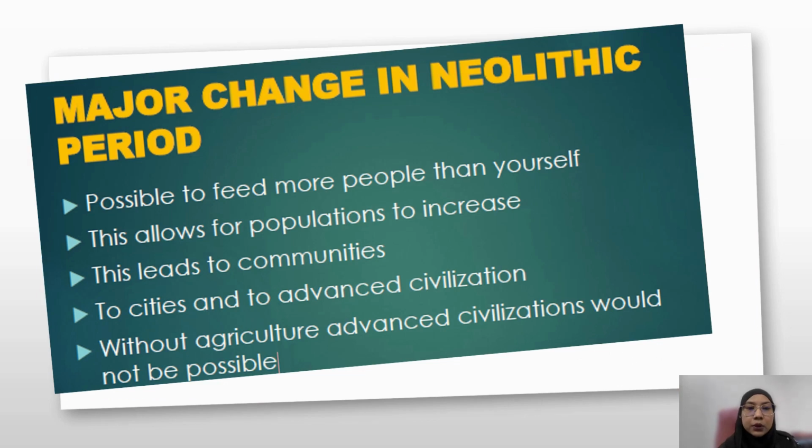Okay, so the major change in the Neolithic period is that it is possible to feed more people than yourself. When we look at the Paleolithic era, they just get the food for their own consumption. But now in the Neolithic, they can feed more people because they already plant or cultivate crops, and they already start to rear animals. So this allows the population to increase. This also leads to communities and cities, and to advanced civilizations. Without agriculture, advanced civilization would not be possible.